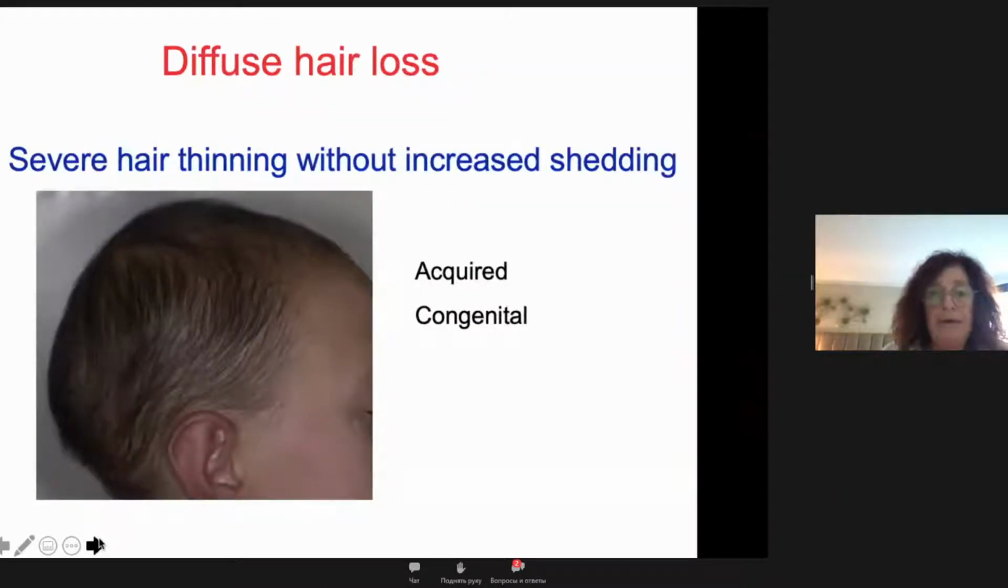Then it may be severe hair thinning without increased shedding. So you may see patients like this, they don't complain that there is increased shedding, they just have diffuse thinning, and this may be congenital or acquired.